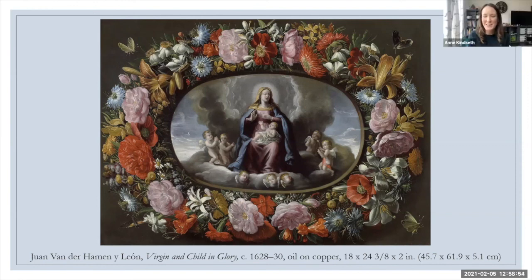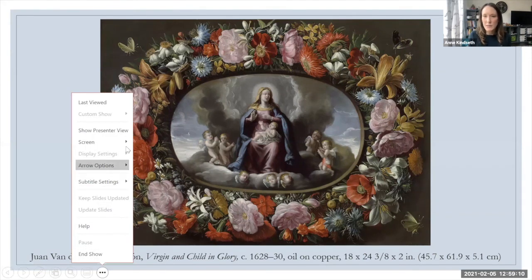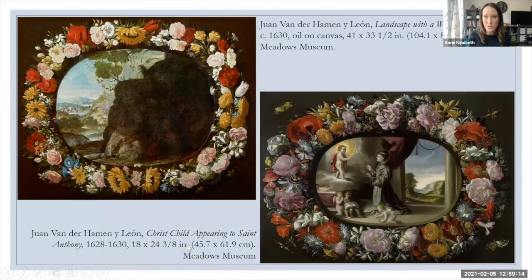Great. So I think the last question we have is one that I know you and I chatted about a little bit before this talk. Terry is wondering, with the Meadows image that was really the focus of your talk today, is there anything in that image that really distinguishes it as Spanish as opposed to Flemish?